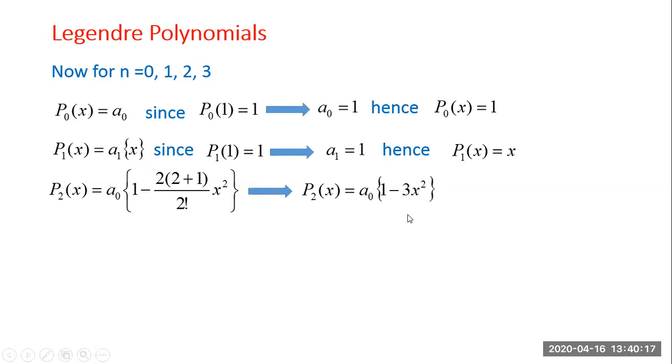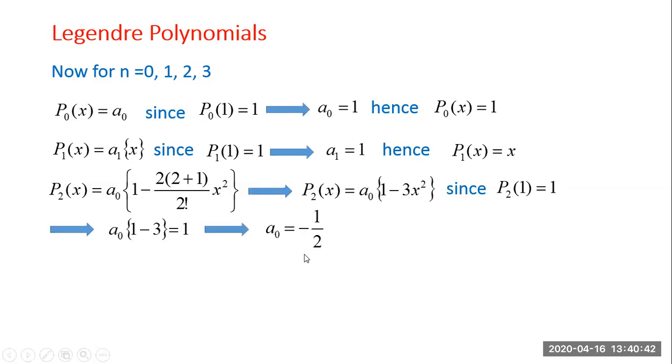So this becomes a Legendre polynomial only when p2 of 1 is equal to 1. So if I substitute x is equal to 1 here, the value of this polynomial should become 1. Only in such a case do we call that polynomial a Legendre polynomial. So this is possible if a0 into (1 minus 3 into 1 square) is equal to 1. So this gives a0 as minus 1 by 2. So when n is equal to 2, select a0 as minus 1 by 2.